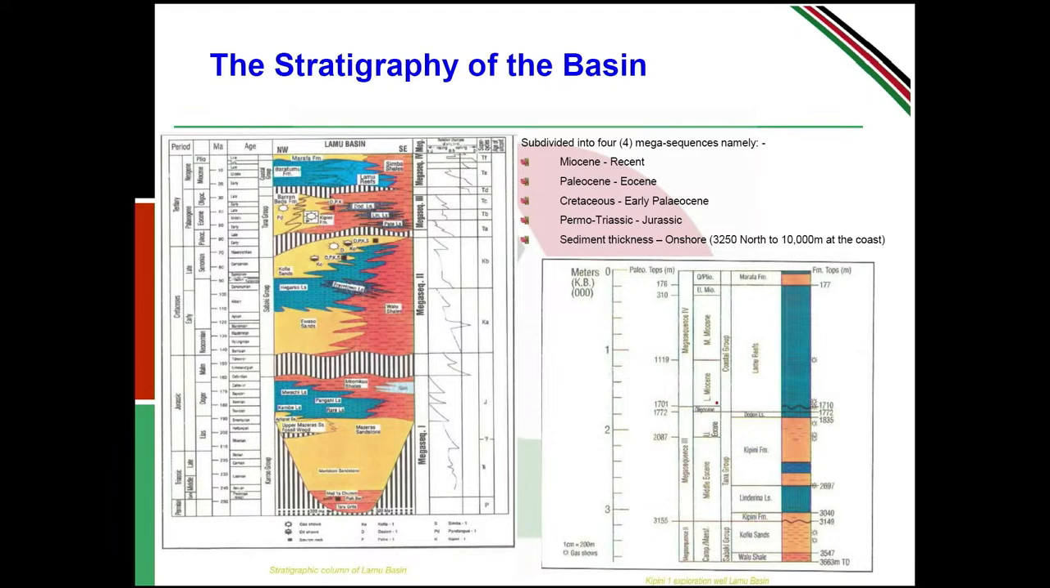Going up, we have the coastal group, which dates from Miocene to recent. In this group, we get the limestone, the Lamu reefs, and outcrops such as the Marafa sandstone. The other diagram shows an example of well stratigraphy for the Kipini well that was drilled. As you can notice, it follows more or less the same sequence as the diagram that we've just gone through.